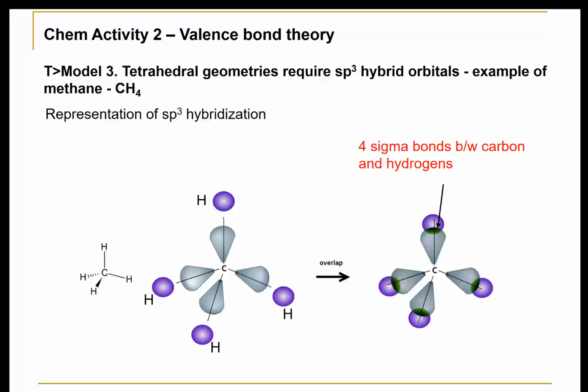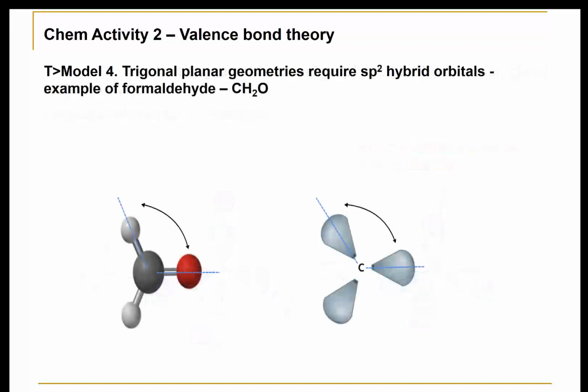Now, valence bond theory would not be effective or helpful unless it could also explain the other kinds of bonding that exist, including the pi bonding. So let's take a look here. We have in teaching model number 4 an example or representation of formaldehyde. Now, carbon in formaldehyde is only making 3 sigma bonds. So let me show you how this works.